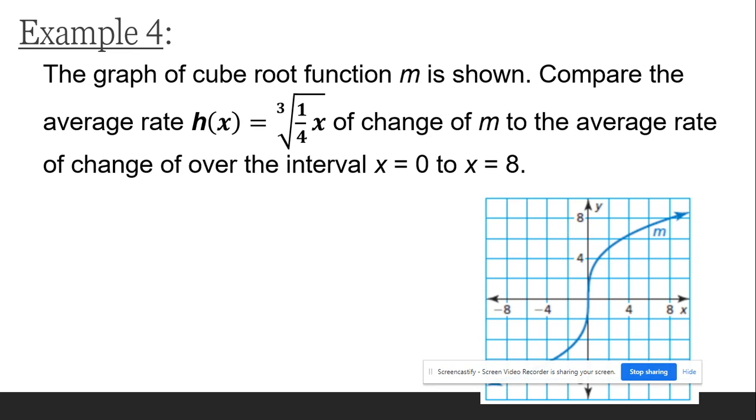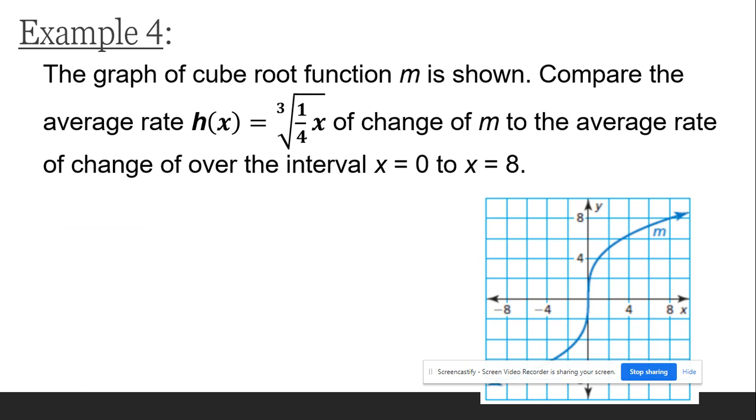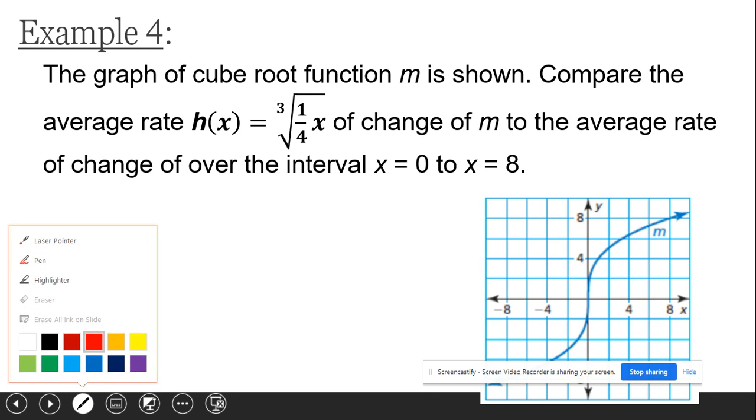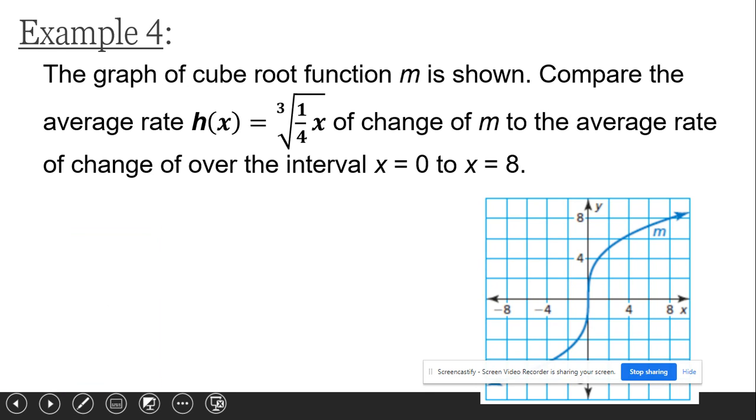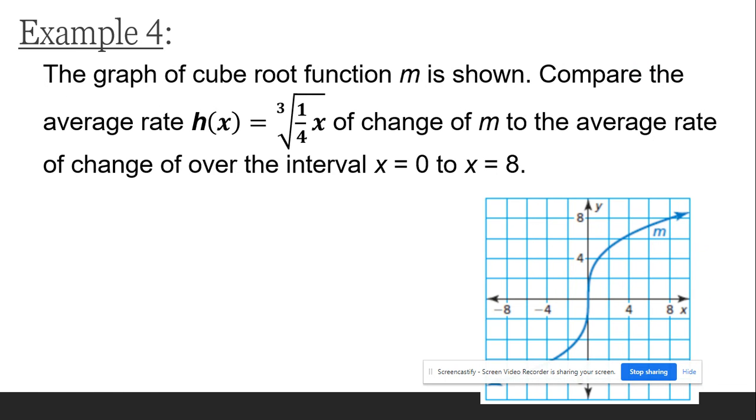The graph of the cube root function m is shown. Compare the average rate of change, where we have the cube root of 1/4 x, over the interval from 0 to 8. So we're looking at the interval from 0 to 8. So let me get my pen out. So from 0 to 8 in the x values.